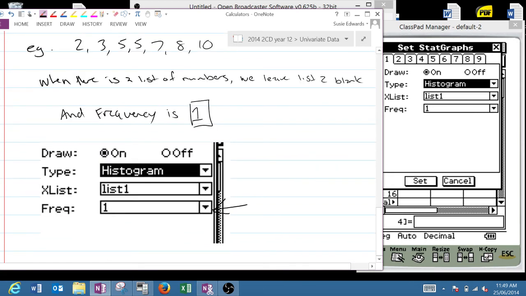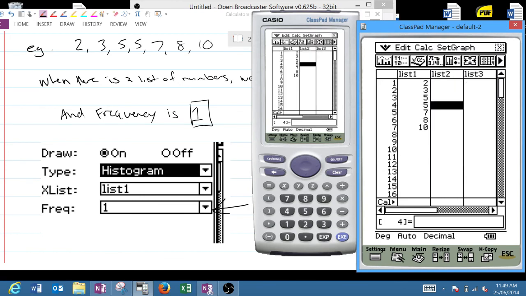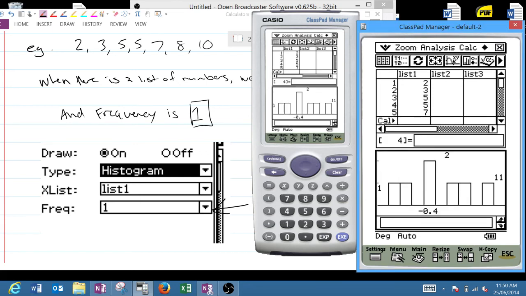Okay, so that's where frequency is 1. That's where we go. Alright, so I click set, data's still there. What do we do now? Graph it. Okay, it starts at 2. They go up by 1s. And we click OK. Why are there gaps in this? Good, because there's none of those numbers, so the frequency for that number is 0.